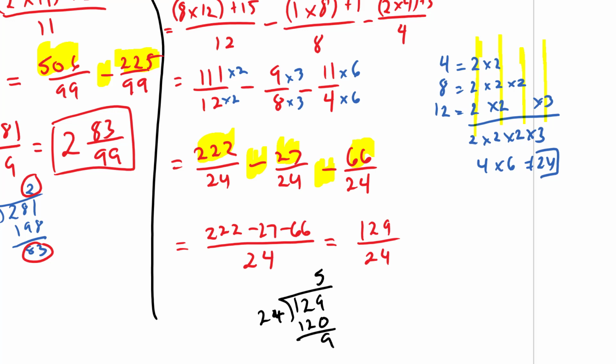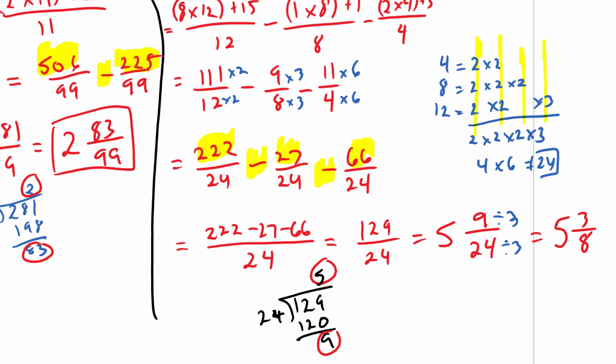9. Whole number is 5. Denominator does not change. Remainder is 9. We have 5 and 9 over 24. Can we simplify this down further? Yes, we can. We can pull out a common factor of 3 from the top and 3 from the bottom. This leaves me with 5 and 3 over 8. Final answer.